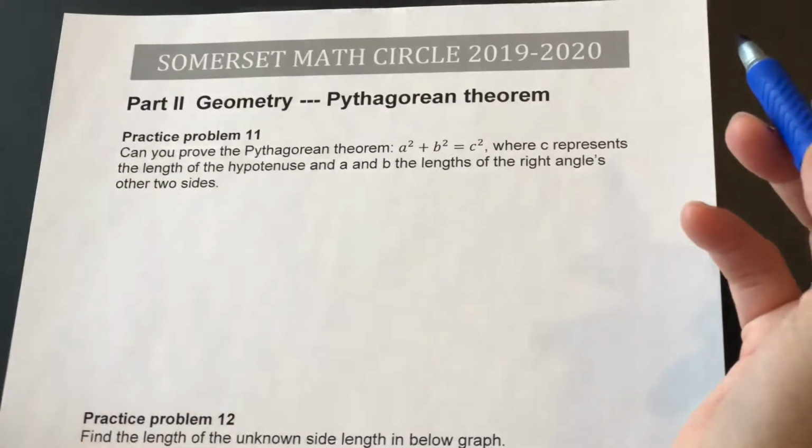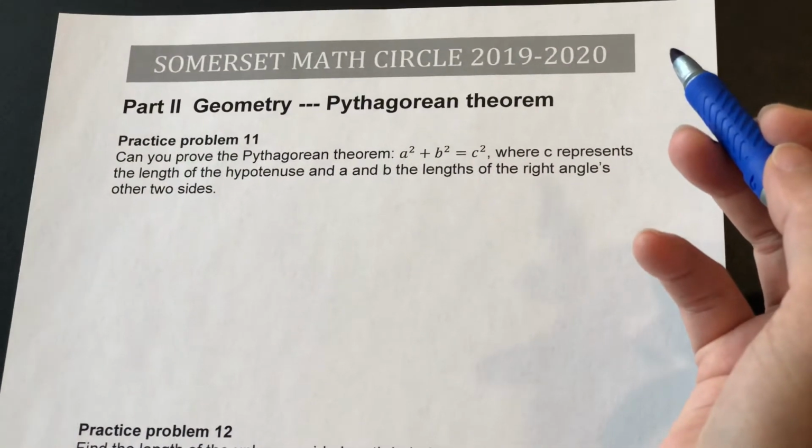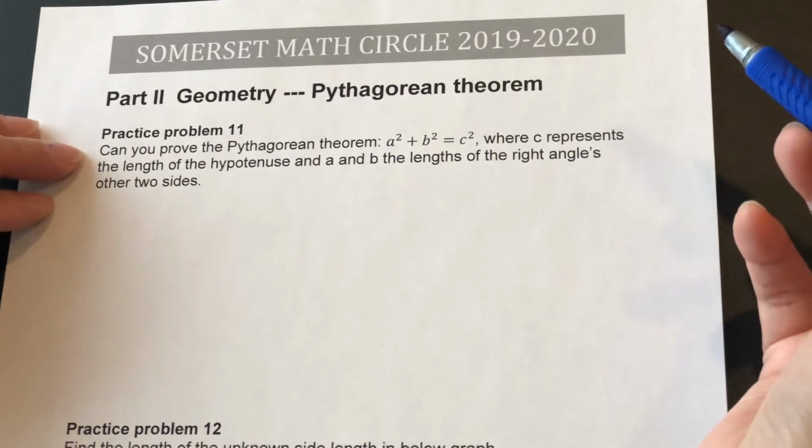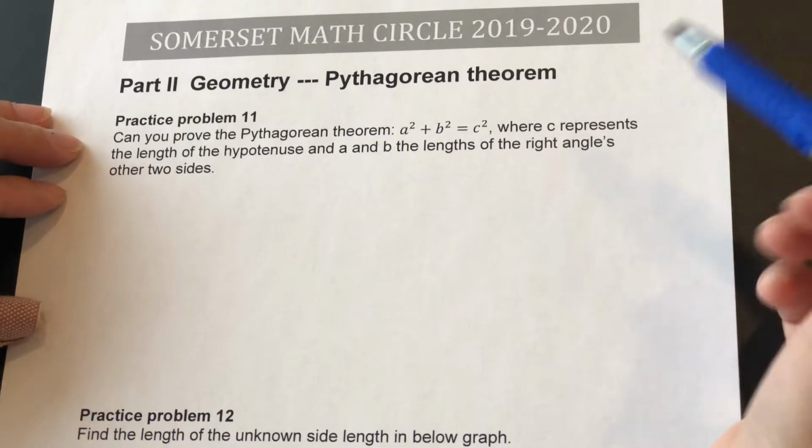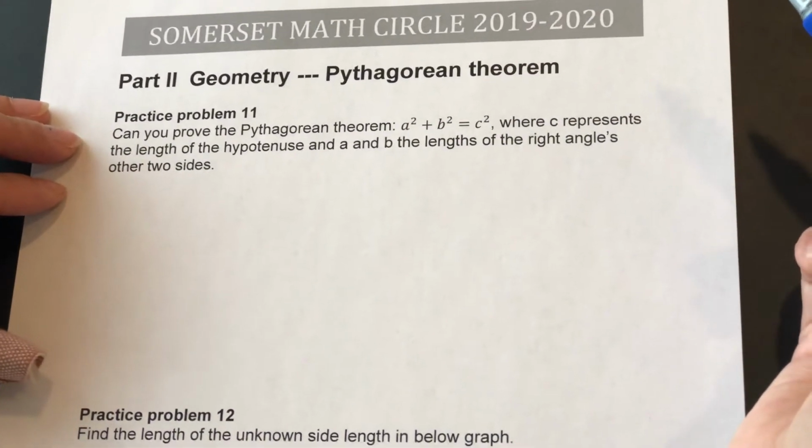Part 2, Geometry, Pythagorean Theorem. Practice problem 11. Can you prove the Pythagorean theorem, a squared plus b squared equals c squared?